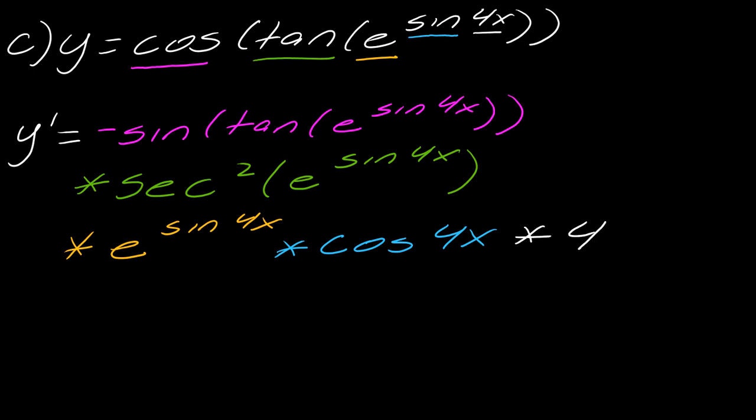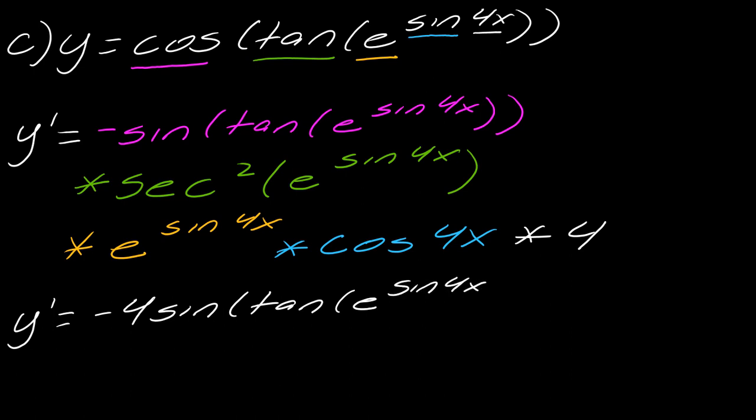So if you're having trouble figuring out how to break this down, if you haven't watched my lecture on the chain rule, I really try to break all of this down. So if you're struggling with this, I highly recommend you go back and check that one out. Okay, so now if I want to just simplify all of this, this will be negative 4 sine of the tangent of e to the sine 4x.